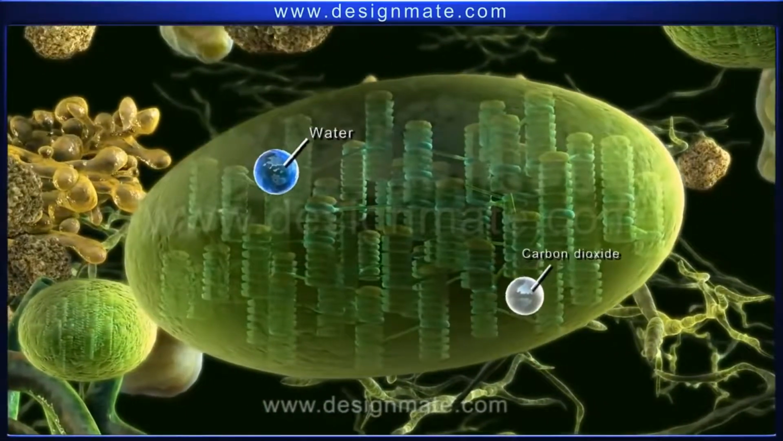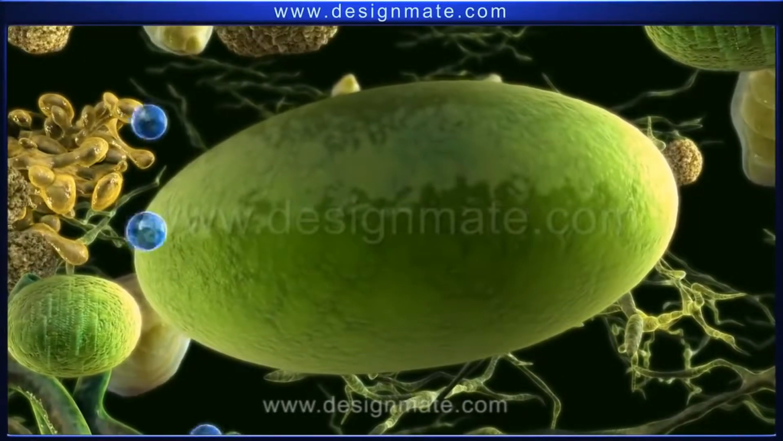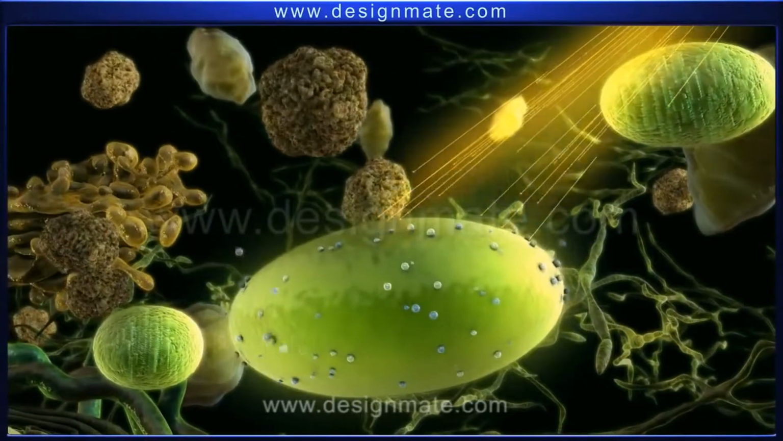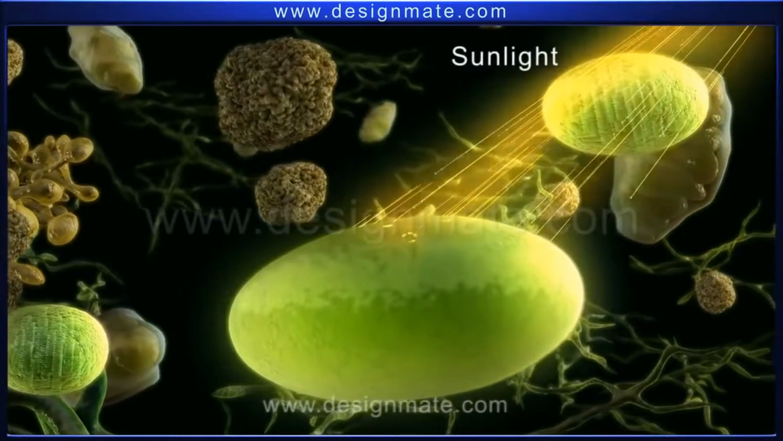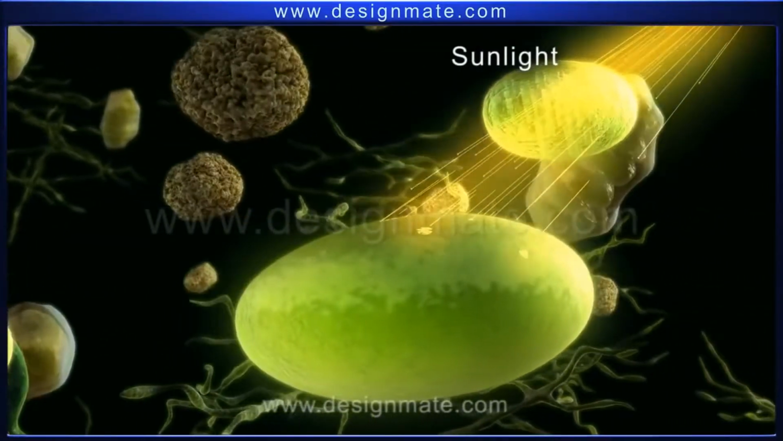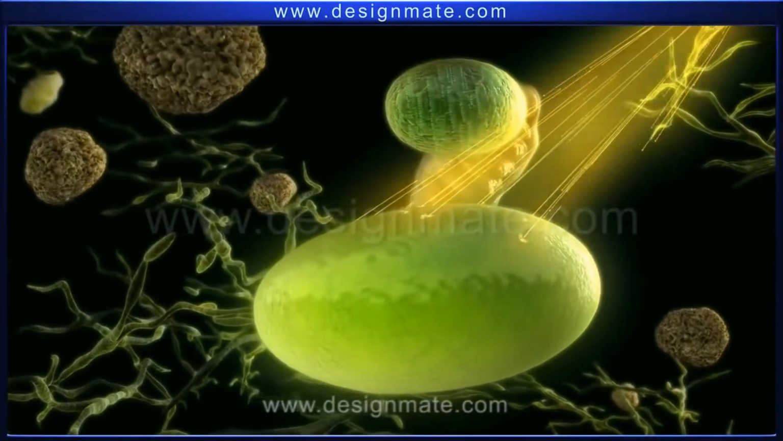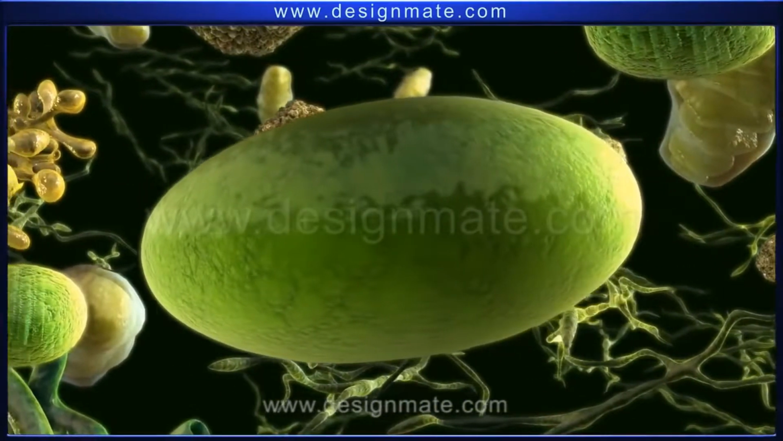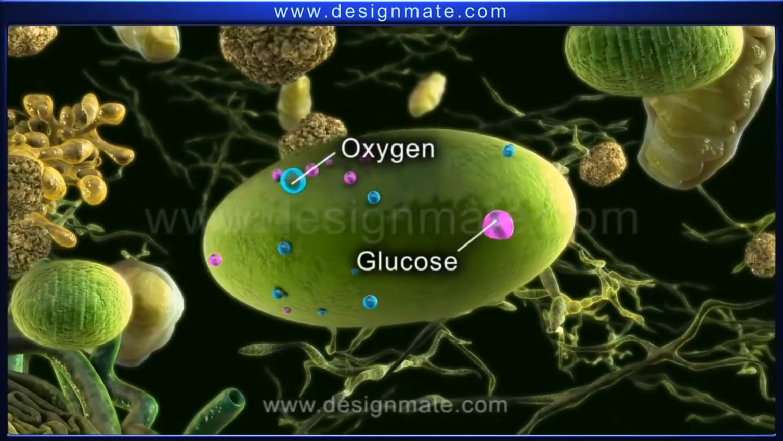Both water and carbon dioxide molecules are finally absorbed by the chloroplast. These chloroplasts also have the capacity for trapping energy from sunlight, and this energy is used to synthesize glucose and oxygen from carbon dioxide and water. These oxygen and glucose molecules diffuse out of the chloroplast.